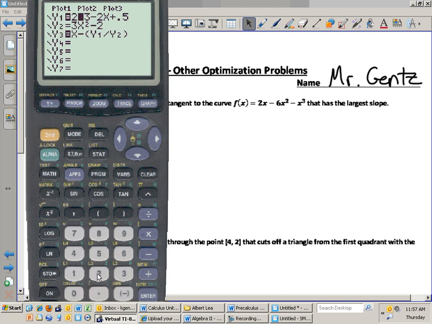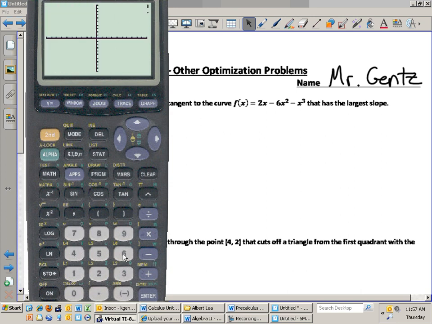I have 2x minus 6x squared minus x to the third. I'm going to clear out my other stuff. I'm going to zoom standard. It will look something like that. From our graph, what am I trying to do in the problem? What am I trying to find?